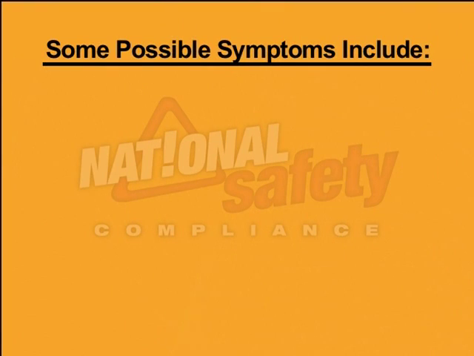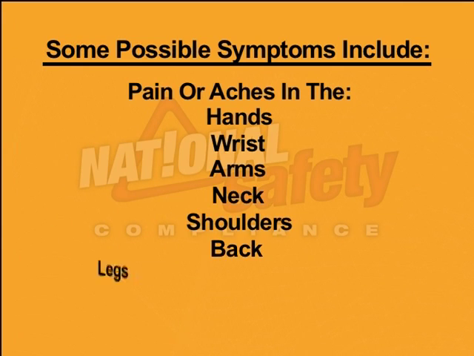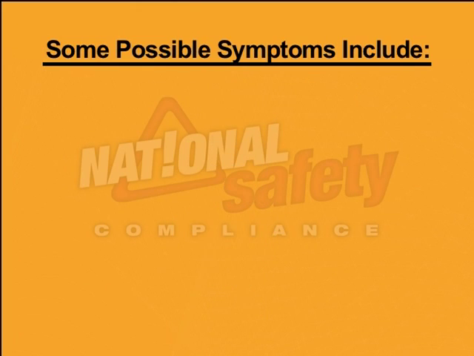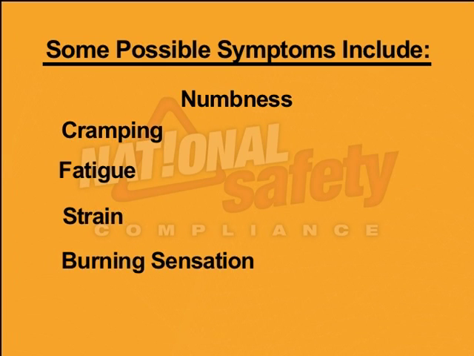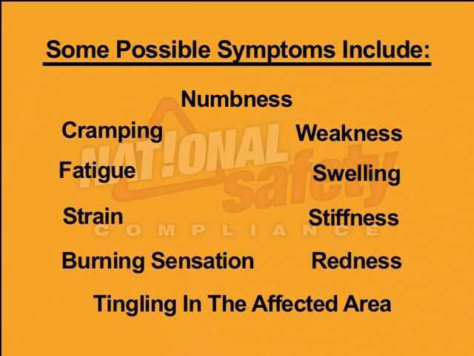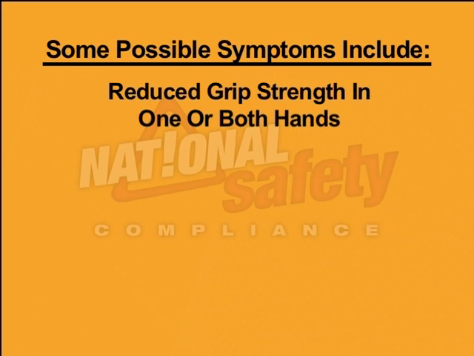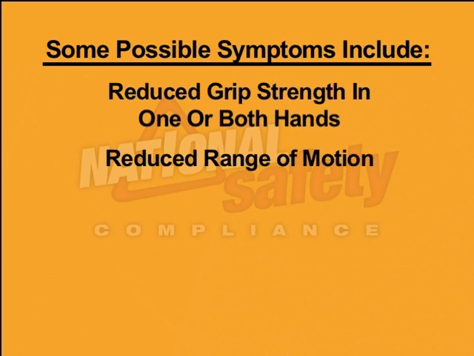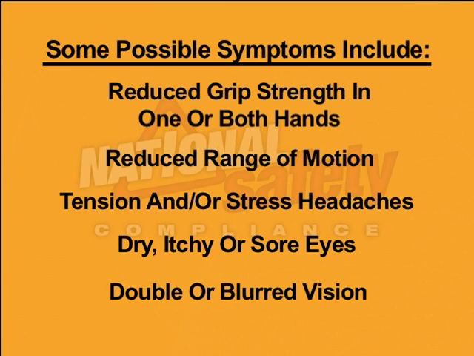Some possible symptoms include pain or aches in the hands, wrist, arms, neck, shoulders, back, legs, or feet. Numbness, cramping, fatigue, strain, burning sensation, weakness, swelling, stiffness, redness, or tingling in the affected area. Reduced grip strength in one or both hands, reduced range of motion, tension and/or stress headaches, dry, itchy, or sore eyes, double or blurred vision.